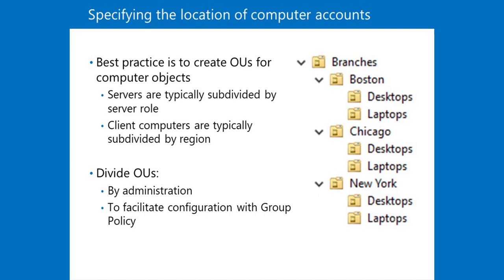Note, you can use the redircmp command-line tool to reconfigure the default container for computers. For example, if you want to change the default container for computers to an OU called My Computers, use the following syntax: redircmp OU=My Computers,DC=Contoso,DC=COM.